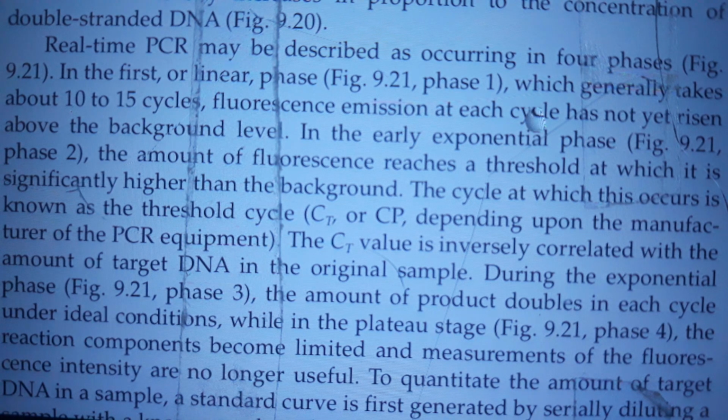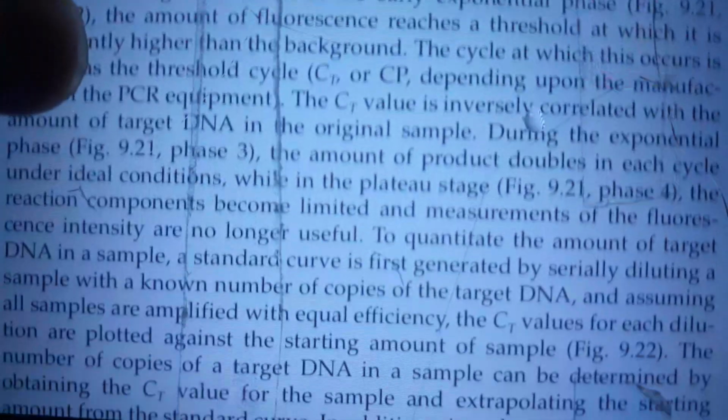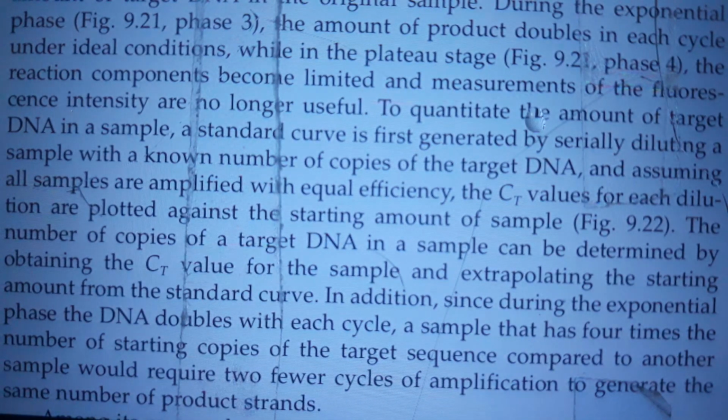Depending upon the manufacturer of the equipment, the threshold cycle value is inversely correlated with the amount of target DNA in the original sample. And the amount doubles in each cycle under ideal conditions, whereas in the plateau stage, phase 4, the reaction components become limited and the measurements of the fluorescent intensity are no longer useful.